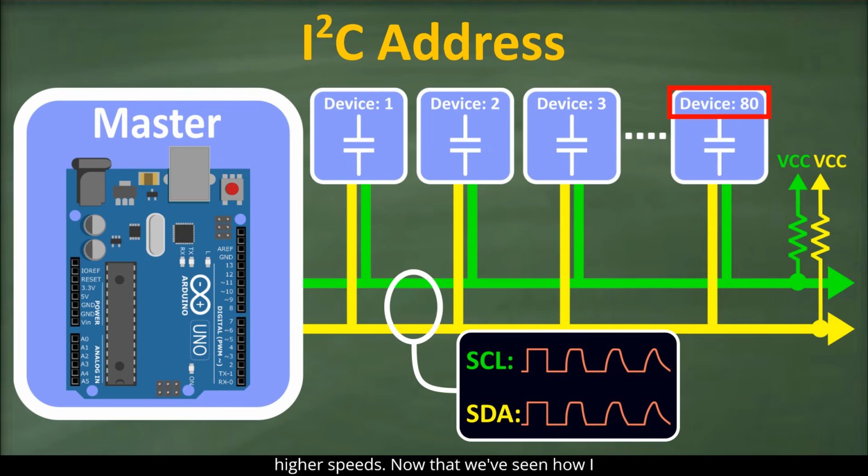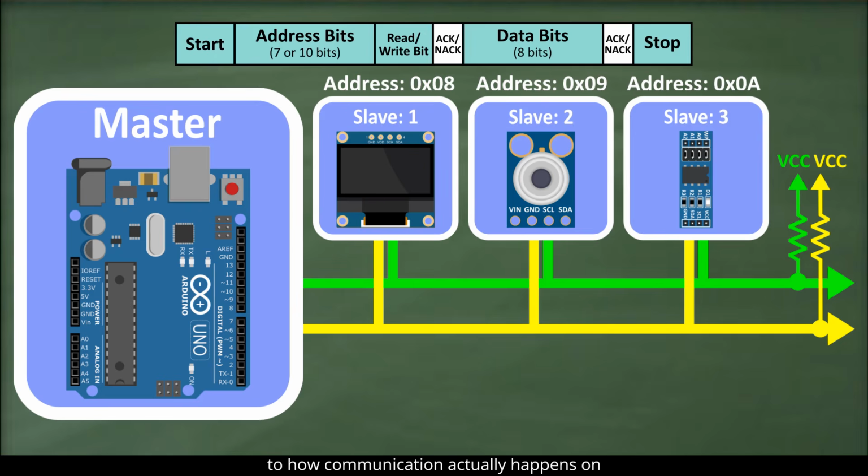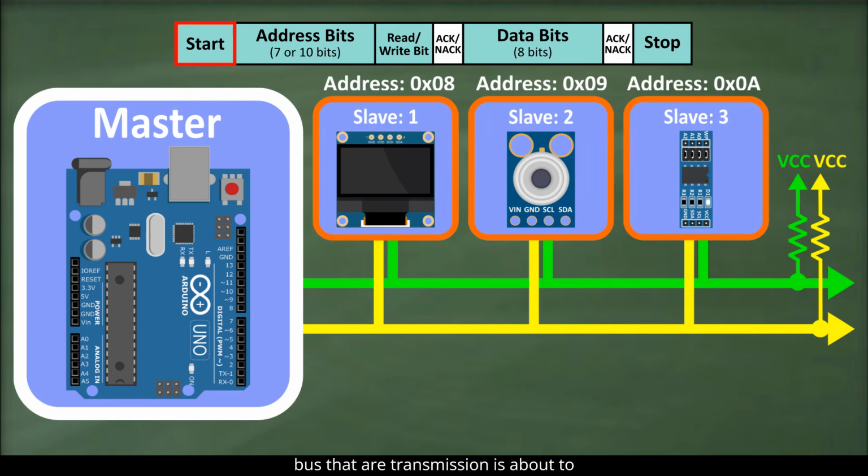Now that we've seen how I2C addressing works, let's move on to how communication actually happens on the bus. Communication always begins when the master generates a start condition, which occurs when SDA goes low while SCL is high. This alerts all devices on the bus that a transmission is about to begin.